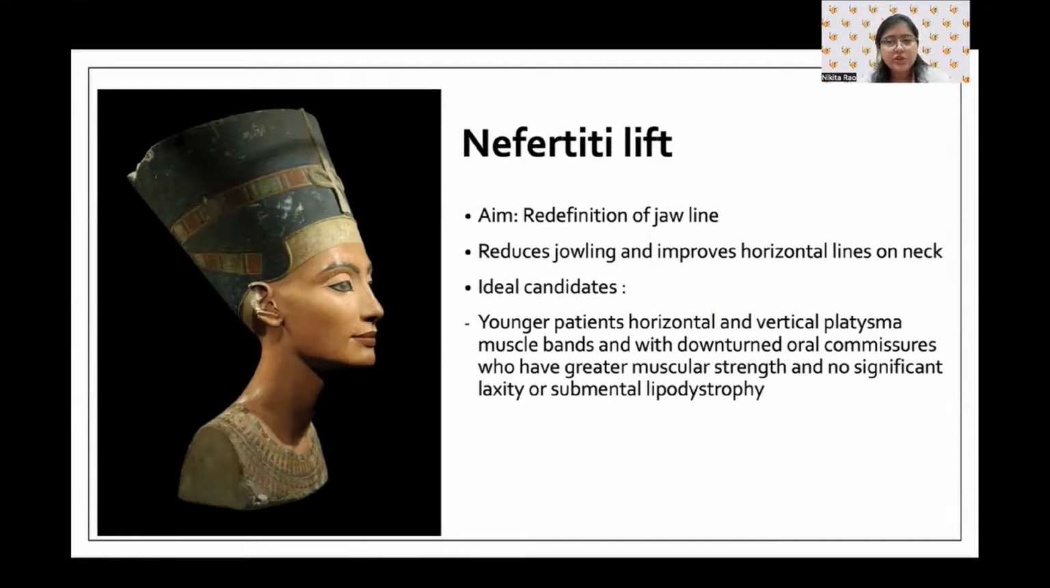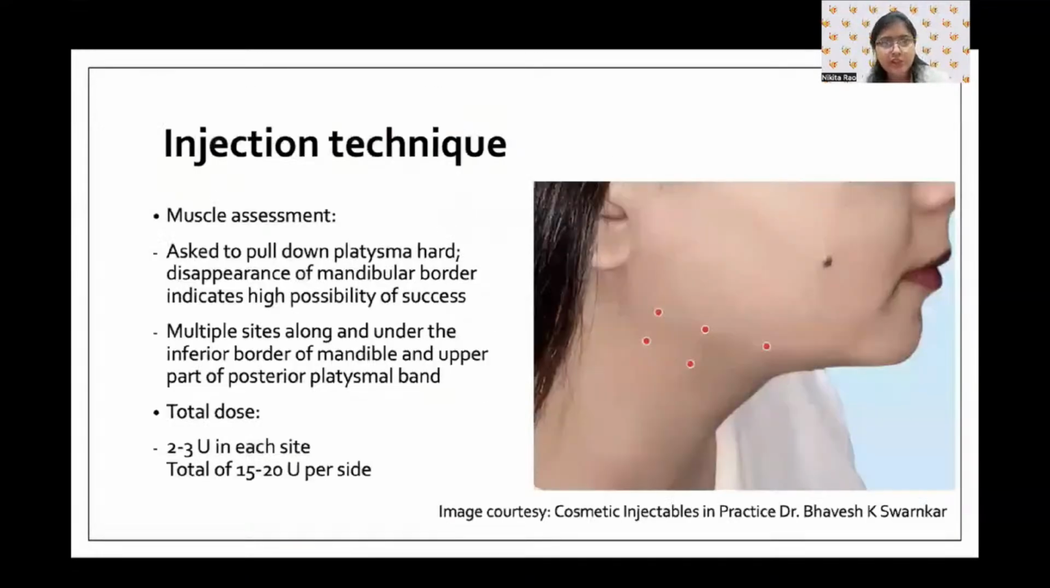Younger patients, those who have greater muscle strength and no significant laxity or submental lipodystrophy, are the ideal candidates for this particular injection. The patient is asked to pull down the platysma hard. Those patients where there is disappearance of the mandibular border indicates high possibility of success of this injection.